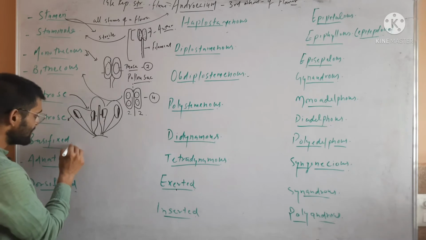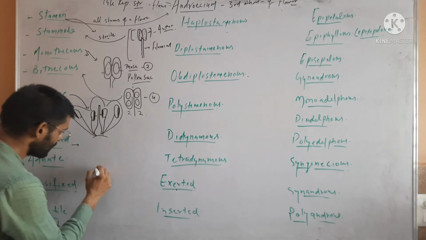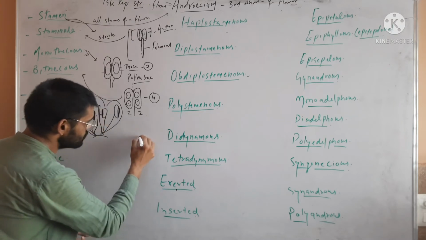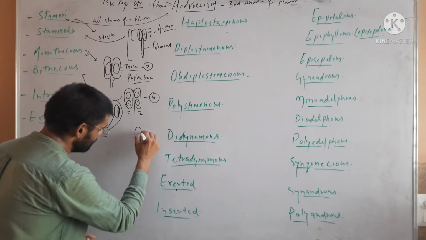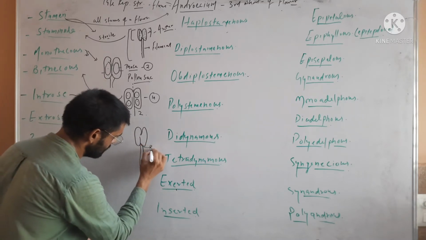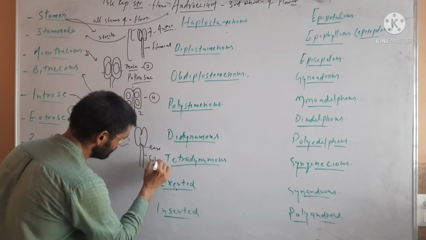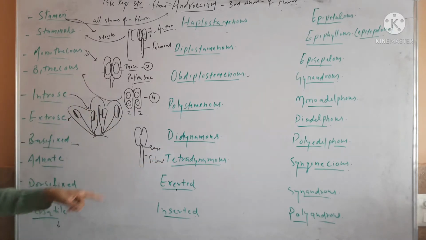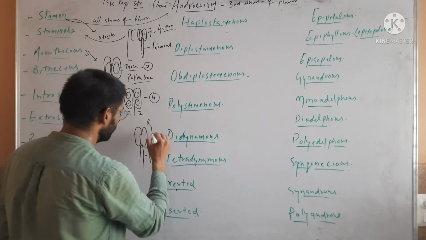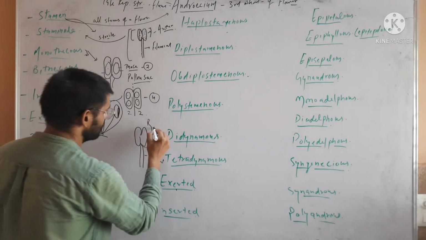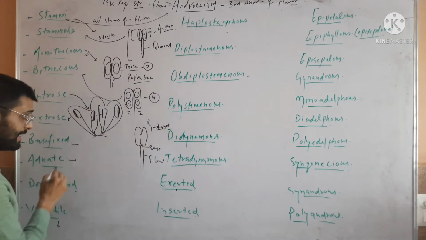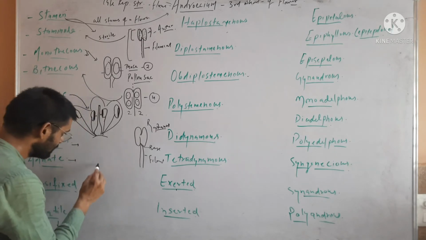extrose. Basifixed, when the filament is attached to the anther at the base. So this is the base and the filament is attached at the base, so it will be called basifixed. This type of stamen is found in Raphanus, or you can say radish.